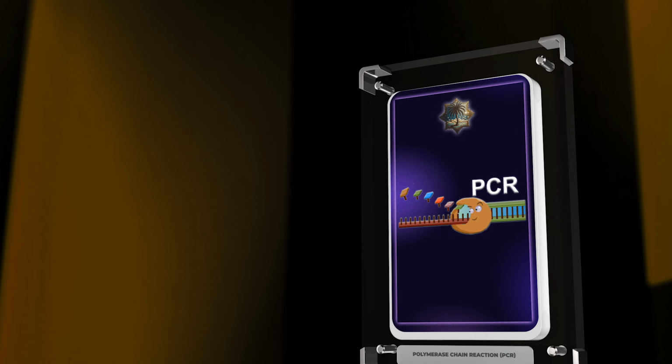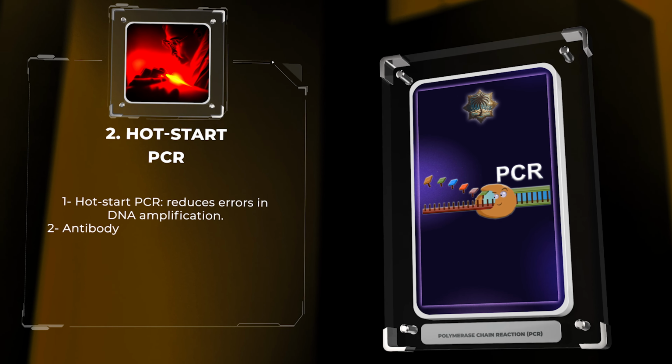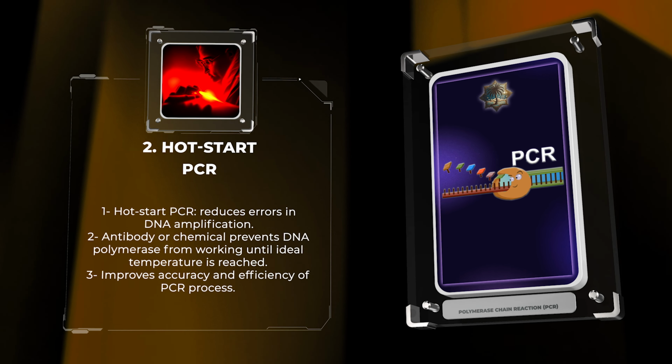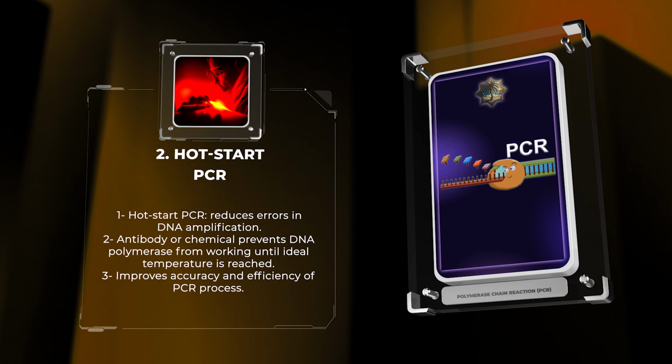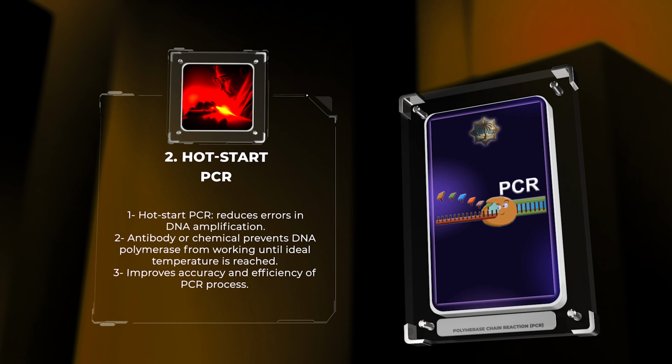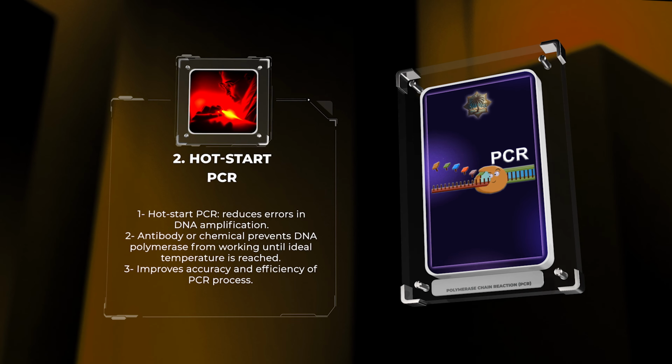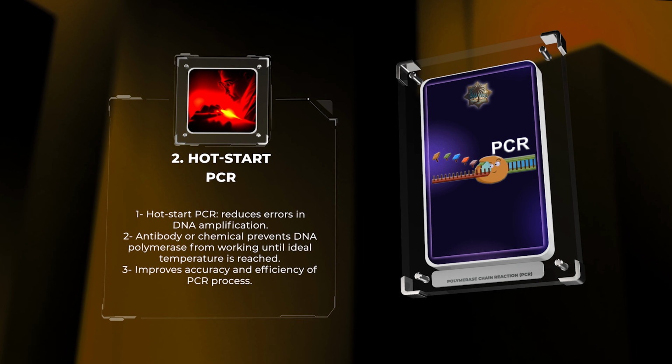Hot start PCR is a modified technique that reduces errors in DNA amplification. It involves adding an antibody or chemical to prevent the DNA polymerase from working until the ideal temperature is reached. This improves the accuracy and efficiency of the PCR process.